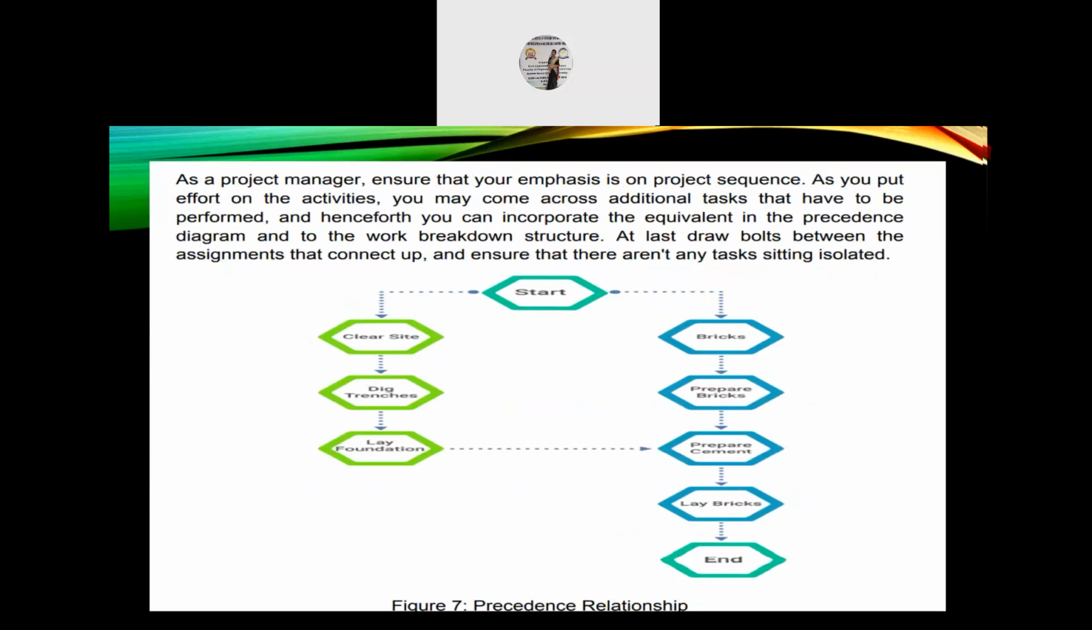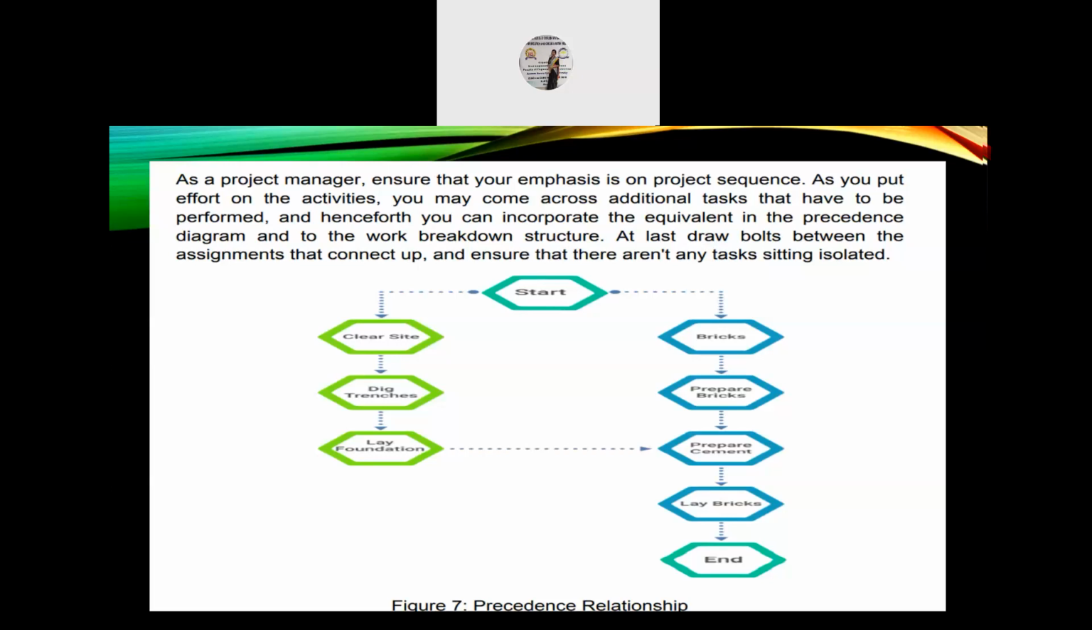So as a project manager, ensure that your emphasis is on project sequence as you put effort on the activities. You may come across additional tasks that have to be performed, and henceforth you can incorporate them in the precedence diagram and the work breakdown structure. So at last, draw the arrows between the assignments that connect up and ensure that there aren't any tasks sitting isolated or being left out.